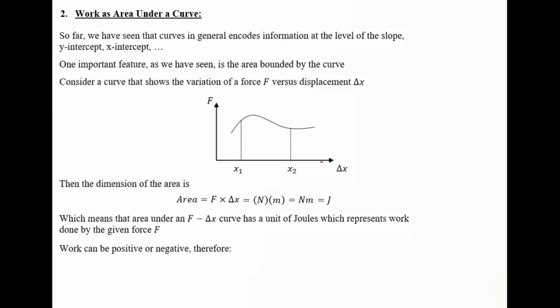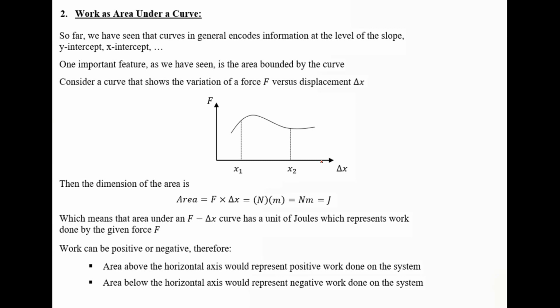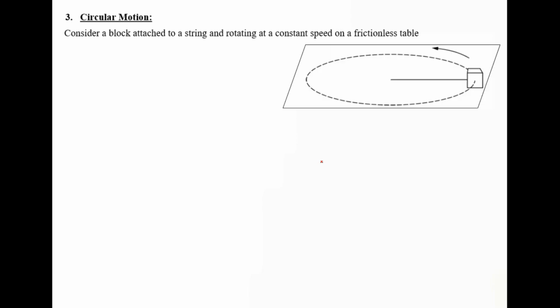Now work can be positive or negative, therefore area above the horizontal axis would represent positive work done on the system, and area below the horizontal axis would represent negative work done on the system. Now section 3, circular motion again.